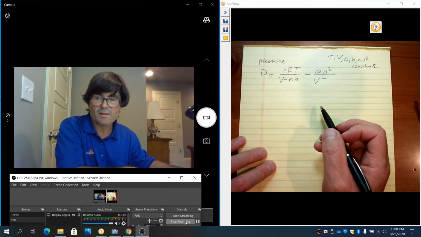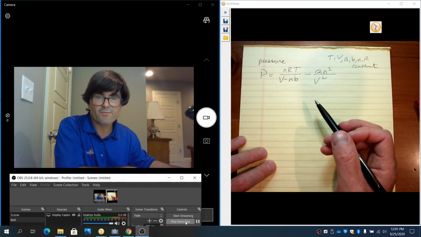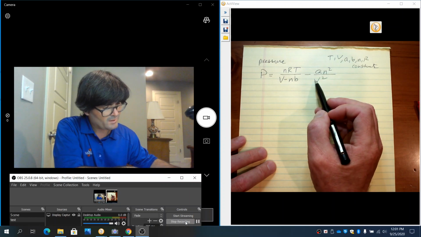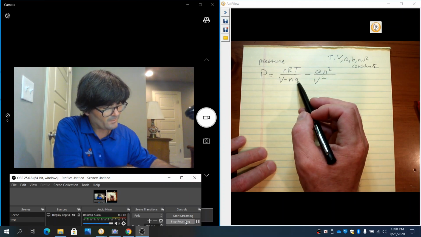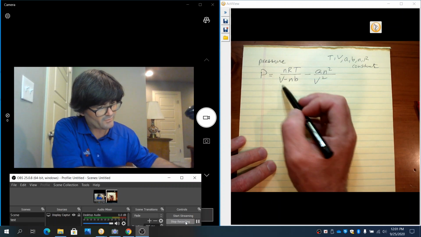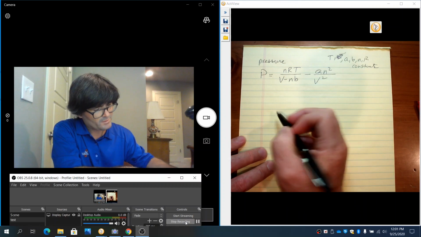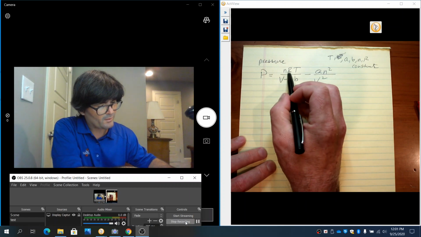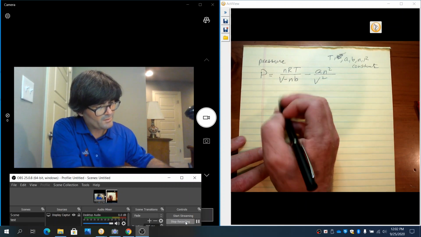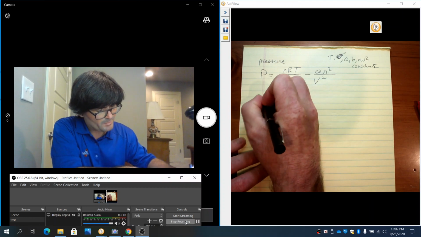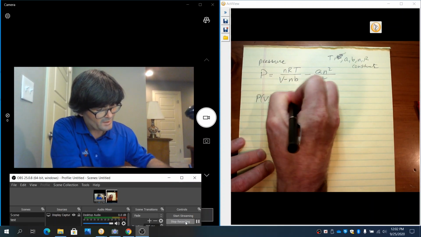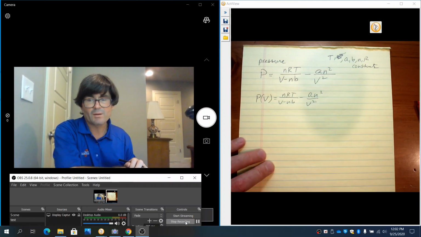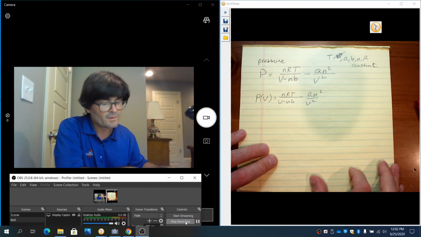Even though this looks kind of scary, everything is a constant except for what's not a constant here. a is a constant, n is a constant, T is a constant, b is a constant. V is not a constant. I misread that. So your only variable here is V. n, b, R, T are constants. So I'm going to just write this as P of V is nRT over V minus nb minus a n squared over V squared. That kind of helps you identify what's a variable and what's a constant a little bit more easily.